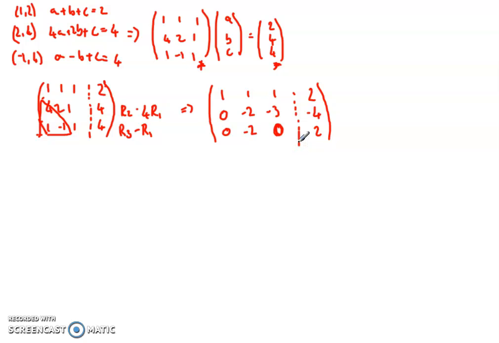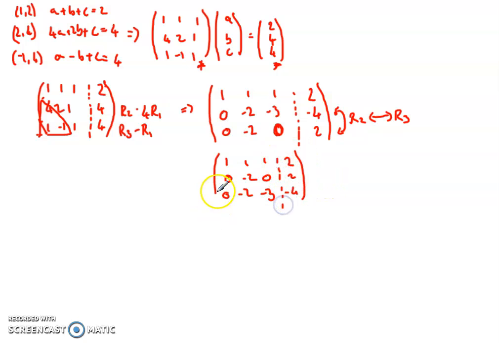So what I can then do is if I swap these two rows around, so if I do row 2 swapped with row 3, what I'll then get is a matrix that reads 1, 1, 1, 2, 0, negative 2, 0, 2, and then 0, negative 2, negative 3, negative 4.